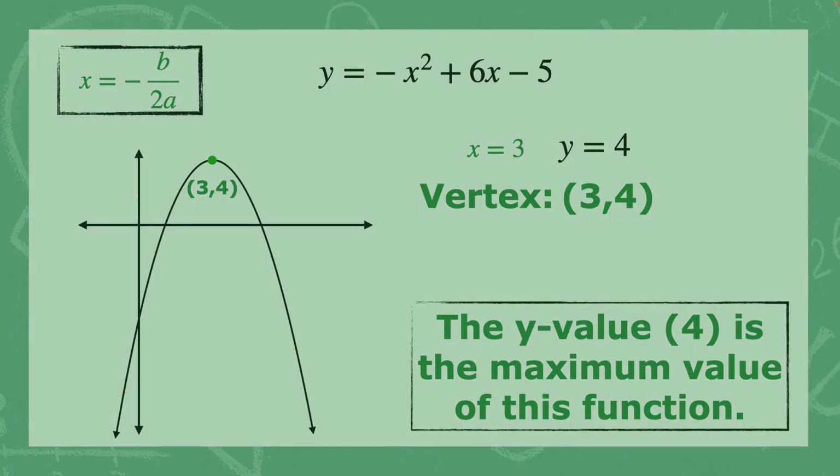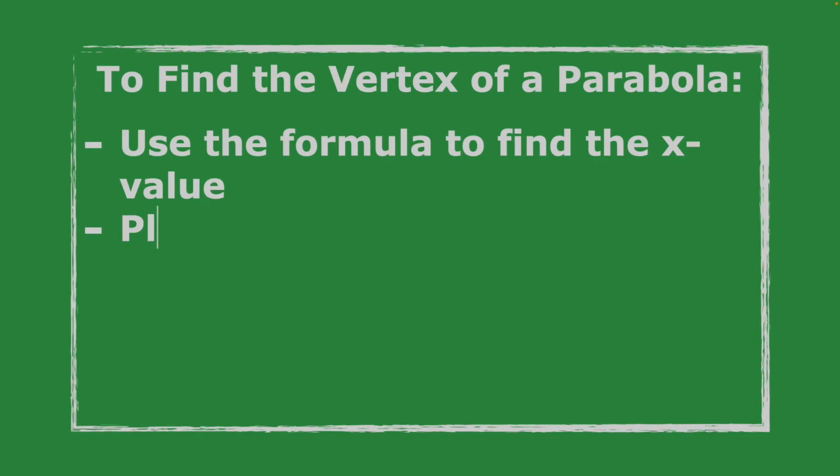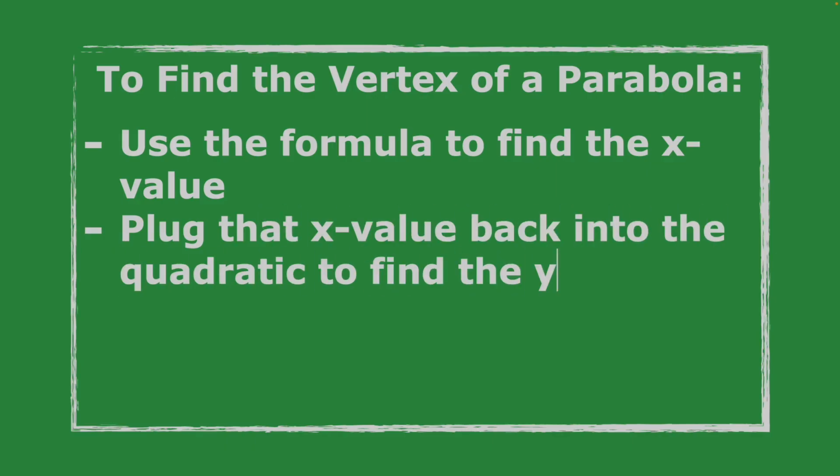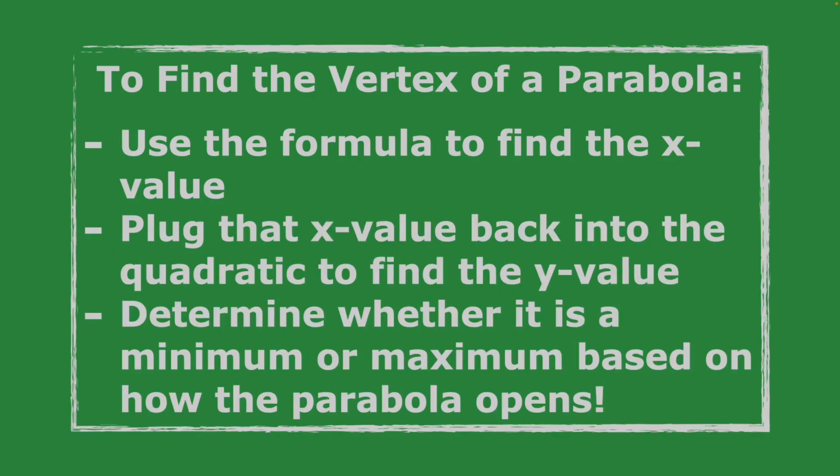So, to find the vertex of a parabola, we're going to use the formula that we showed you earlier to find the x value. We'll plug that x value back into the quadratic equation to find the y value, and then determine whether it is a minimum or maximum based on how the parabola opens.